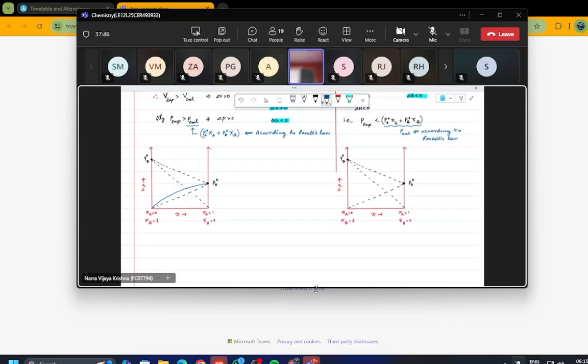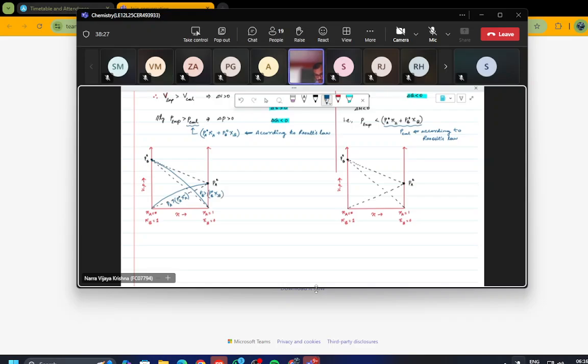PA value is greater than PA naught into XA value. Accepted, sir? Same way, what about PB? PB value is also greater than PB naught into XB.